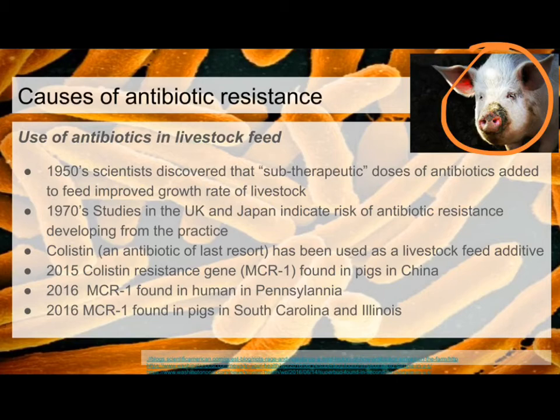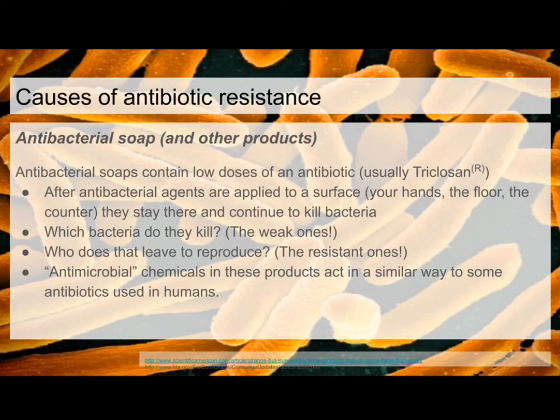Oh no, really? In 2015, a colistin resistance gene called MCR1 was found in pigs in China. And worse yet, in 2016, that same gene, MCR1, was found in a human being in Pennsylvania. Oh, it's been found in pigs in South Carolina and Illinois, and it's still on the move. That's right, colistin. This antibiotic of last resort, well, there are now bacteria that are resistant to that too. Oh boy.